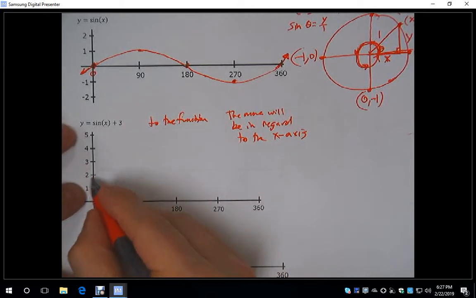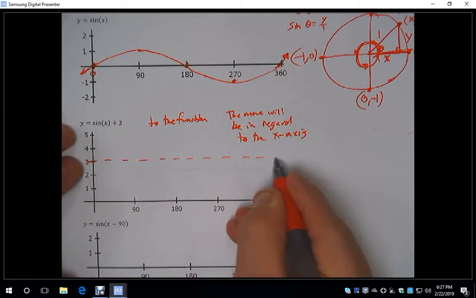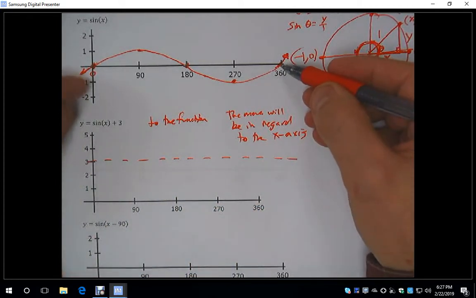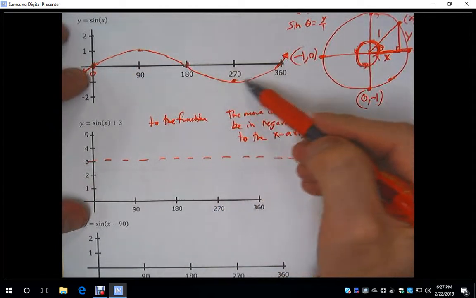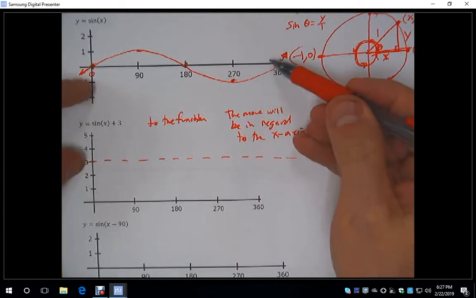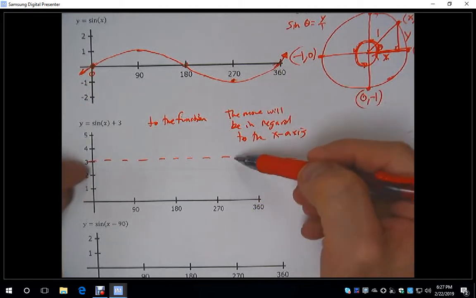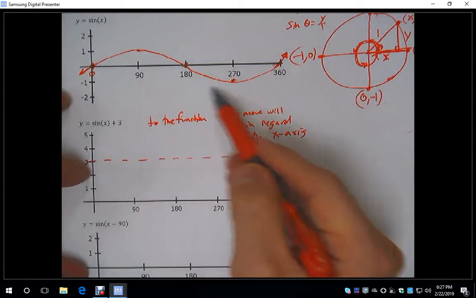So we have 1, 2, 3. So this line here is what we call the principal axis. What used to be the x-axis, we call this the principal axis because the graph oscillates across this line. Our principal axis used to be the x-axis, and has now been shifted up 3 units along with all of the other points.